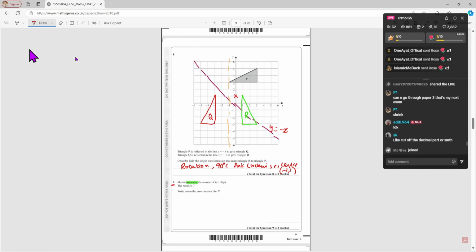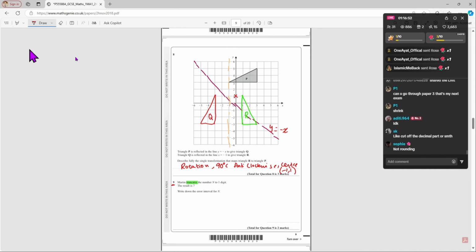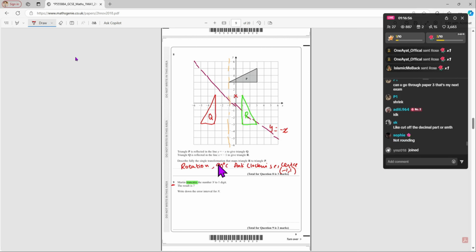So when we truncate a number, it's basically finding the estimate for the number without doing any rounding. It's basically not rounding, you're just finding the estimate for the number, okay? So we have to write the error interval, so he doesn't round anything. He just says it's 7.